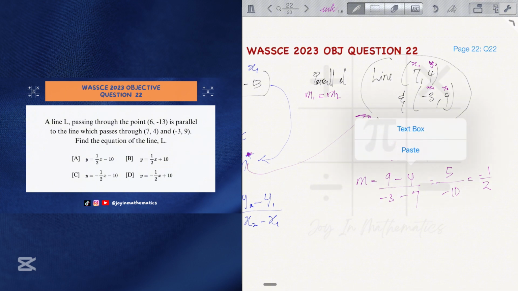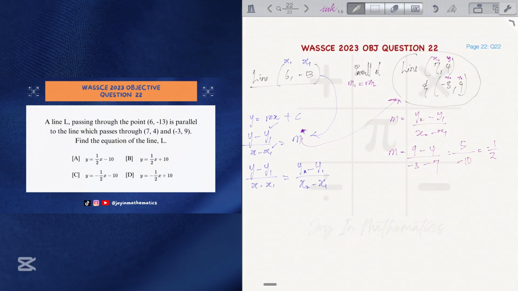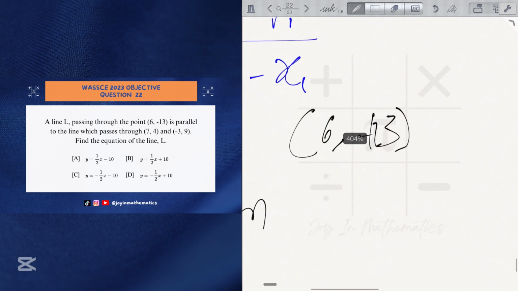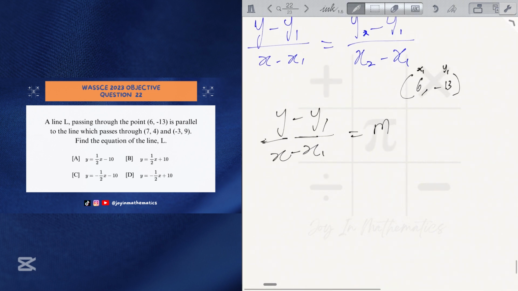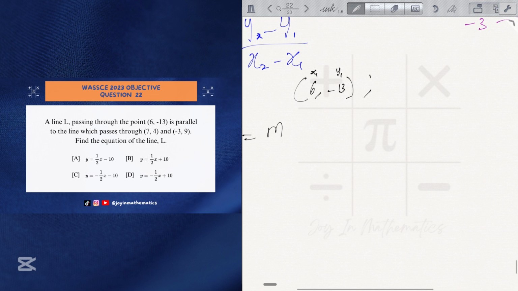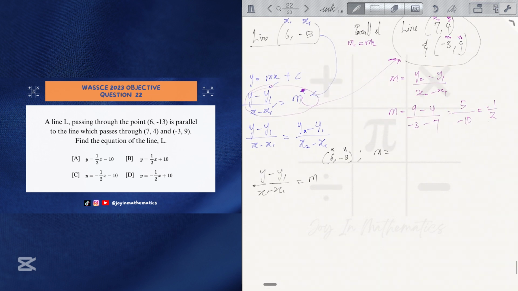Now once we have that, we can now apply this formula of, let's change the ink now, (y minus y1) divided by (x minus x1) is equal to m. Remember, we are considering the line passing through the point 6 comma minus 13. So we understand that this 6 is our x1 and minus 13 is our y1. So let's write it now, and our m that we evaluated is minus 1 over 2.